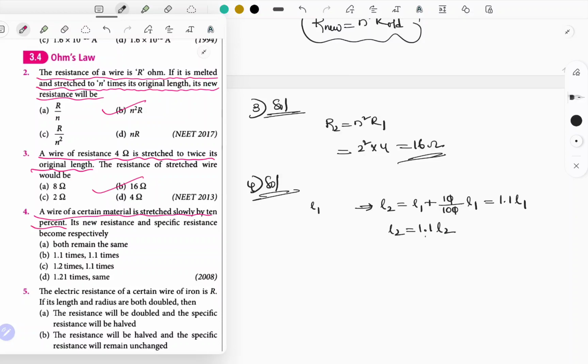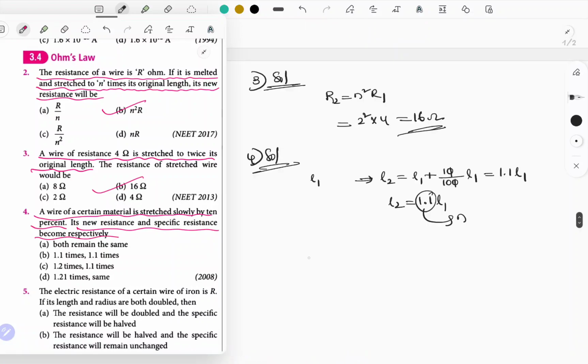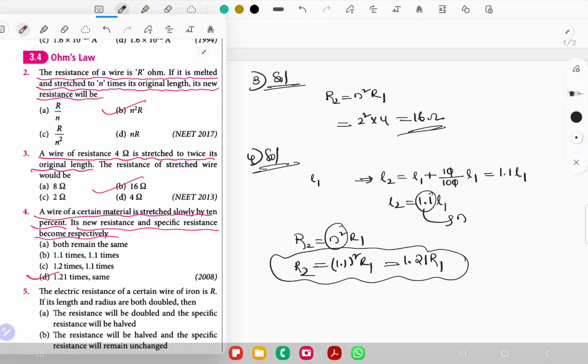1.1 times of L1. Here 1.1 times of L1 is replaced. This value is equal to n. How many times that I am stretching? Okay, so what is the question they're asking? The new resistance and specific resistance becomes, so resistance R2 is equal to n square times of R1, which is n square in the sense 1.1 square R1, which is equal to 1.21 times of R1. So R2 is equal to 1.21 times of R1. That is option D matches.